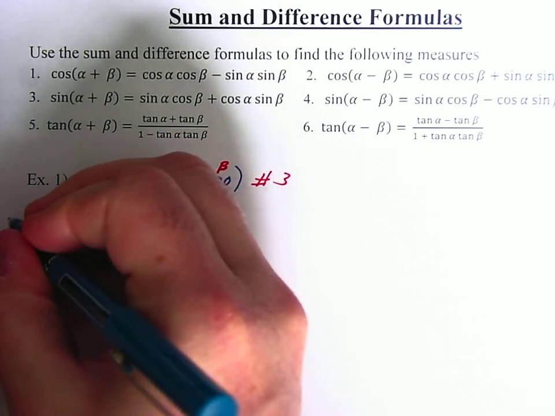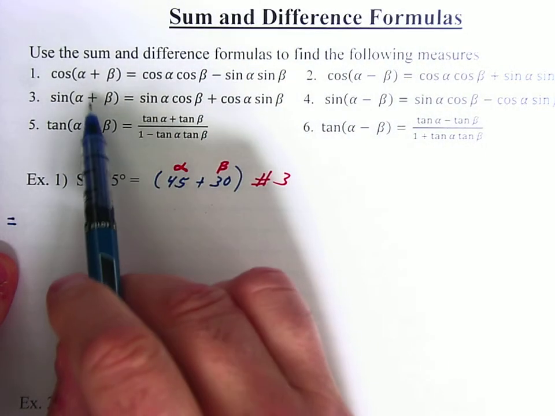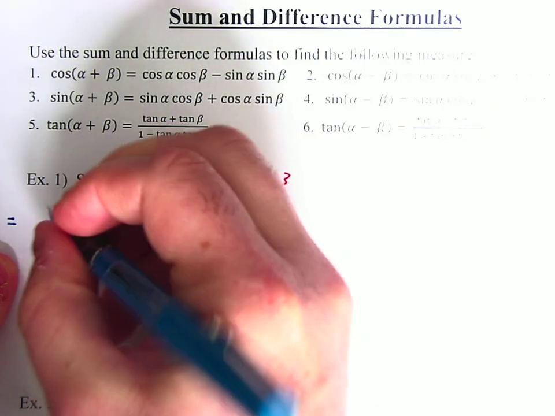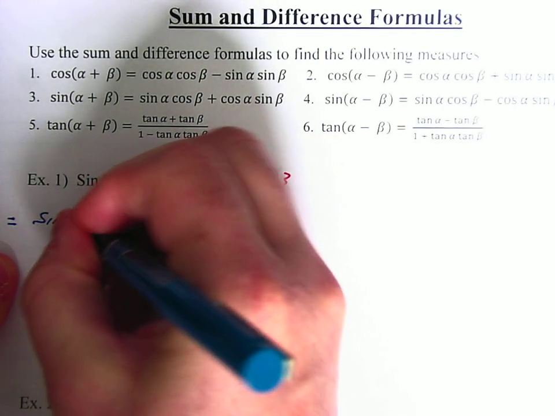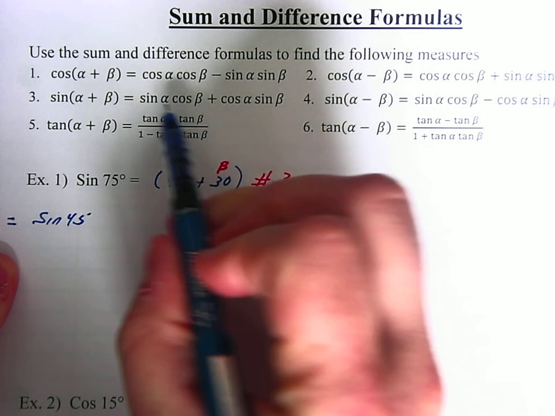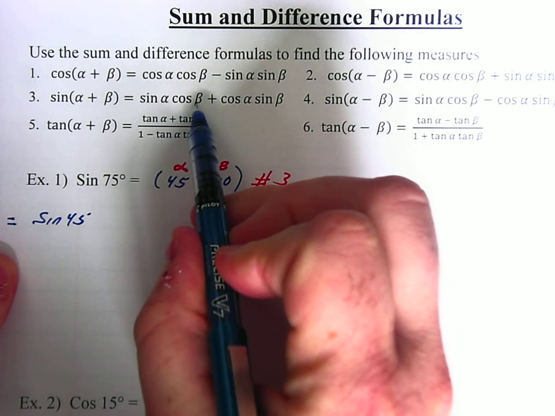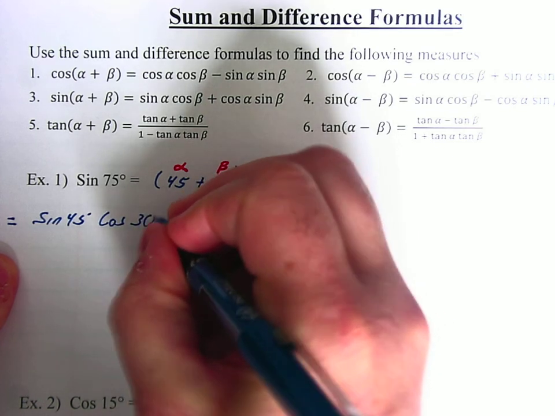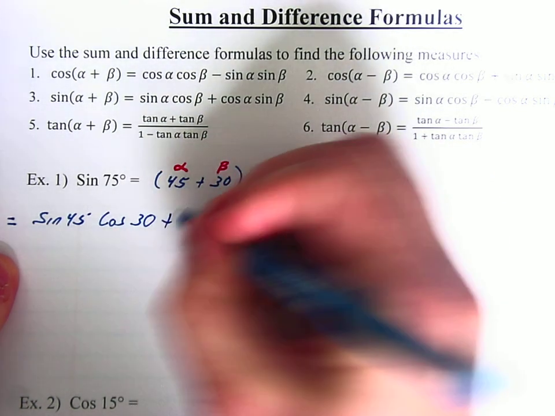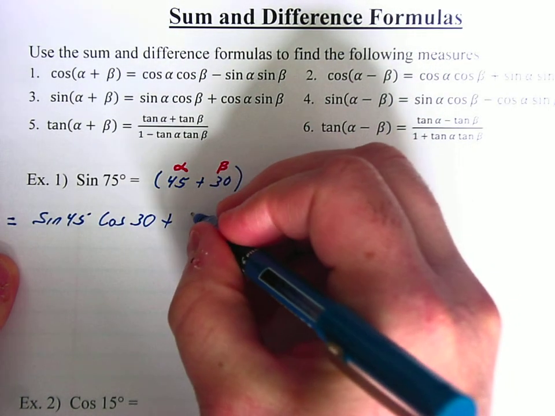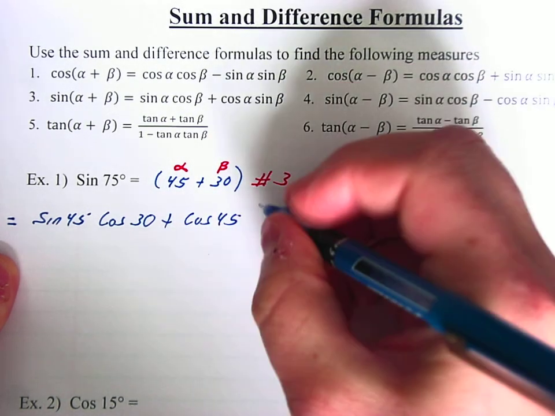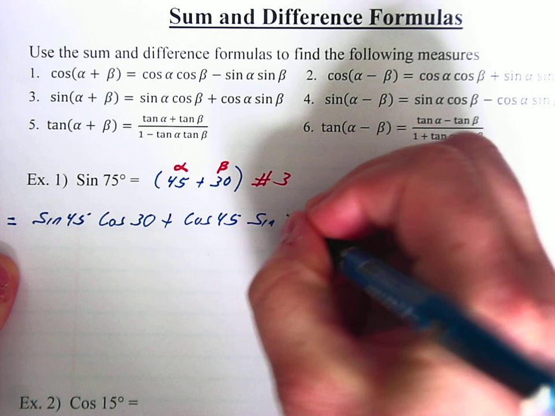So according to formula 3, I'm going to take the sine of alpha, so that's the sine of 45, and I'm going to multiply that by the cosine of beta. So that would be the cosine of 30. Then I'm going to add to that the cosine of alpha, so the cosine of 45, times the sine of beta. So that would be the sine of 30.